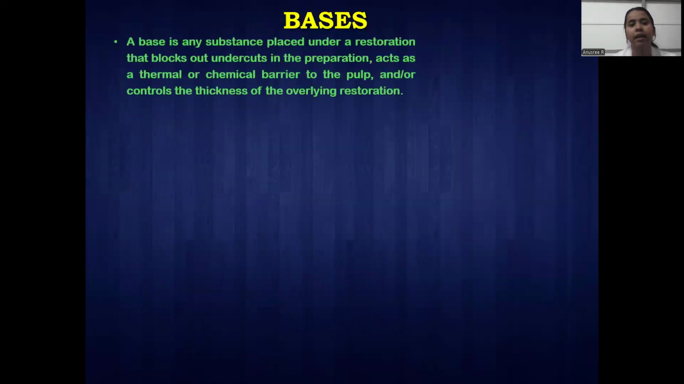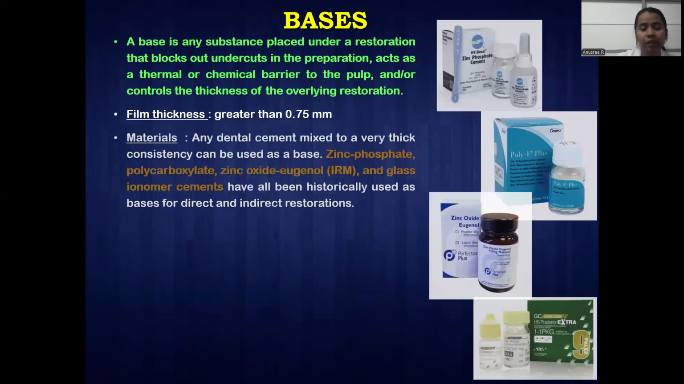Coming to bases, a base is any substance that is placed under a restoration that blocks out the undercut in the preparation and acts as a thermal or chemical barrier to the pulp and or controls the thickness of the overlying restoration. It should have a film thickness of greater than 0.7 millimeter.